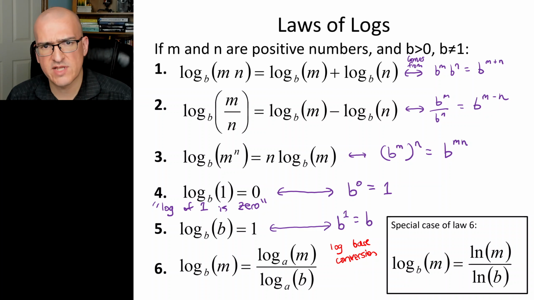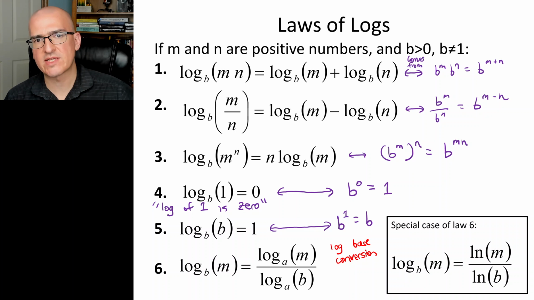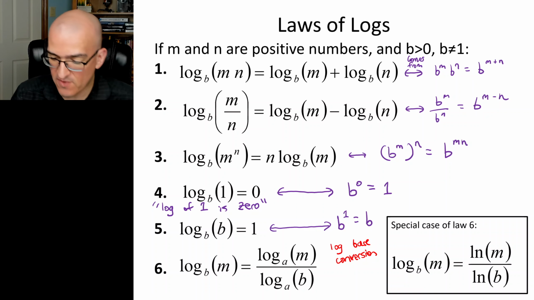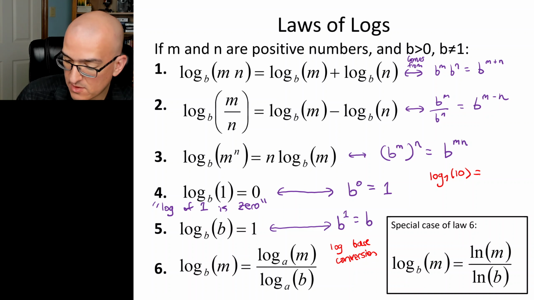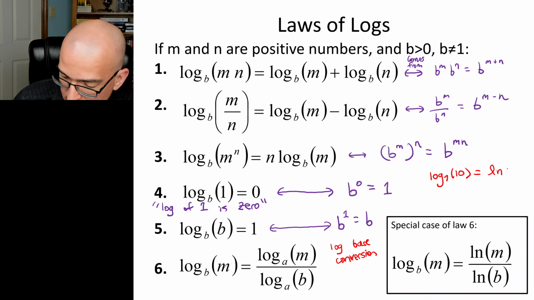I have log 10, or just log, which is log base 10, and I have log base e. So are you telling me I can't do log base 7 of 10? And the answer is absolutely you can, but you have to do it as follows. Log base 7 of 10 is equal to, so I'm going to pick ln, the ln of 10 divided by the ln of 7.